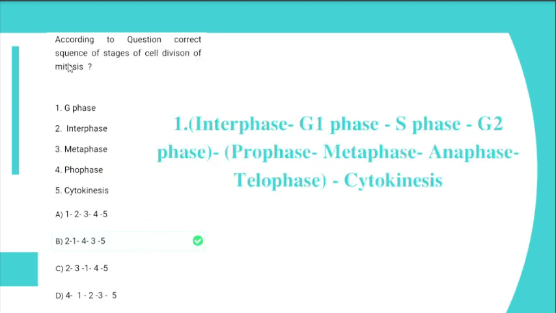Next question. According to the question, the correct sequence of stages of cell division of mitosis. So in this question, option number B is correct, that is G phase, interphase, metaphase, prophase and cytokinesis. But usually the first stage is interphase, then G1 phase, then S phase, then G2 phase, then prophase, then metaphase, then anaphase, then telophase, and then at last cytokinesis.